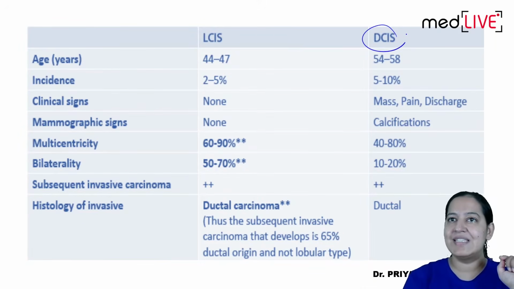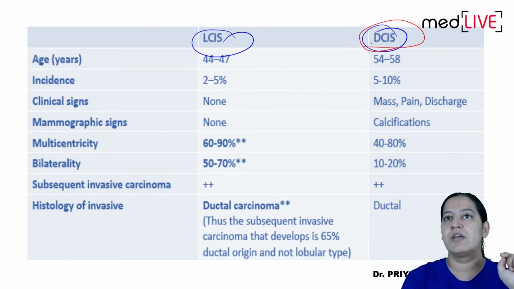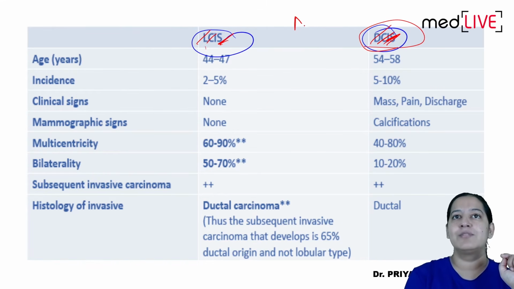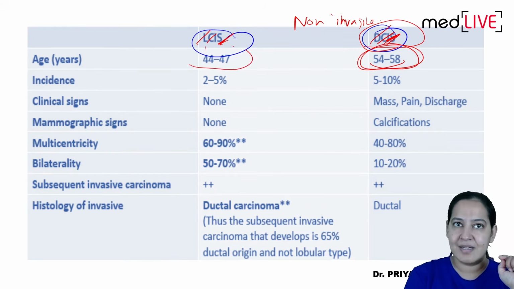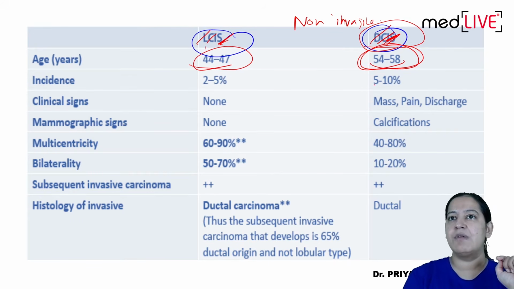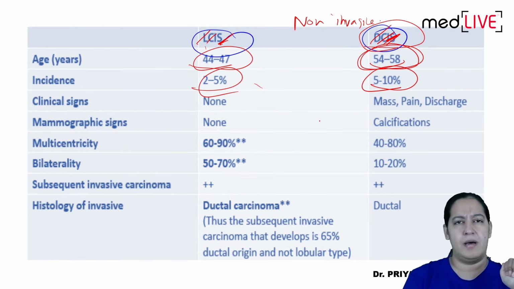So we have done DCIS, we have done LCIS, the two tumors. Non-invasive, ductal carcinoma in situ, lobular carcinoma in situ. Both of them are non-invasive types of breast malignancies. See the age. DCIS occurs at a relatively older age. LCIS occurs at a relatively younger age. Incidence wise, DCIS is more common, it is 5 to 10%. LCIS is less common, 2 to 5%.